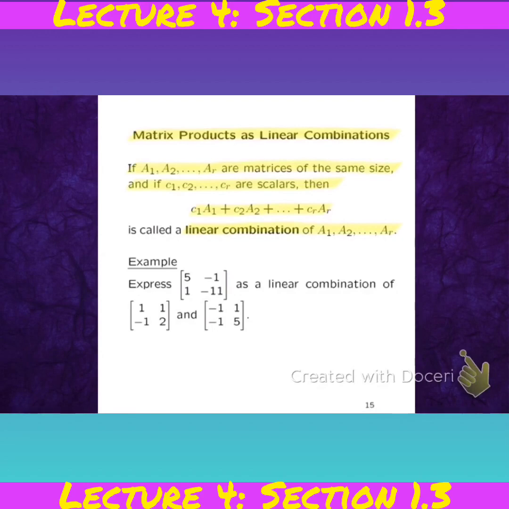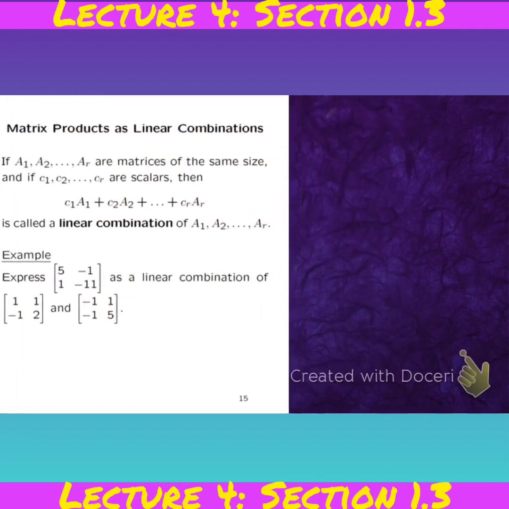So there they just ask us, express this matrix as a linear combination of these two matrices. And now you just need to remember what you learned, how we multiplied a matrix with a scalar, and how we added matrices together, and when two matrices are the same. So it's going to be a little bit of a matrix equation that you're going to have to solve here. So let's look at that.